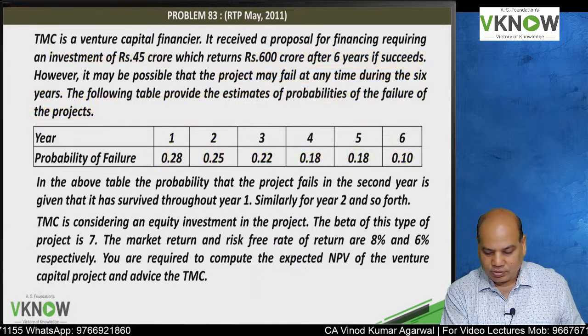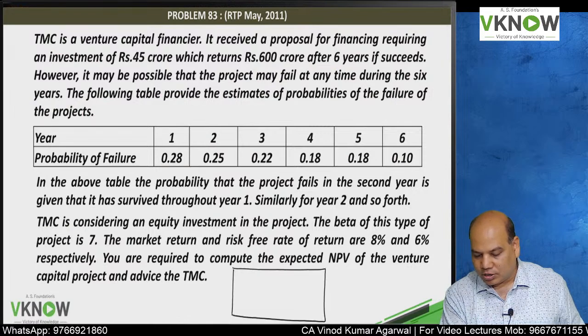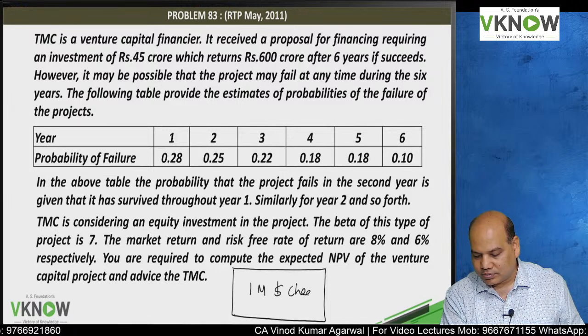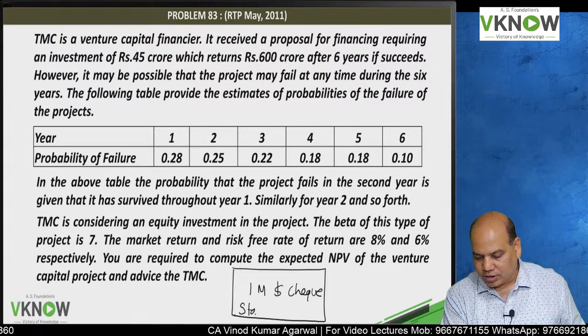0.2548. So I'll give you one check of $1 million on the screen. $1 million check. Okay. State Bank.